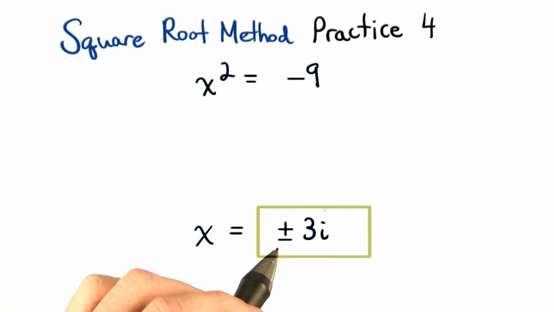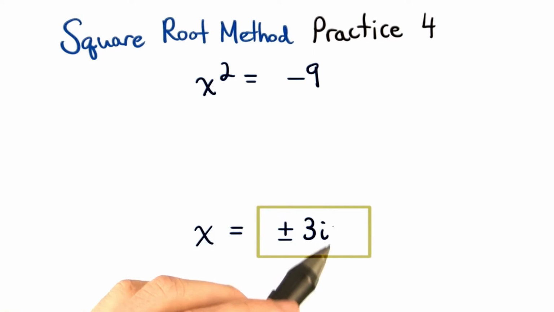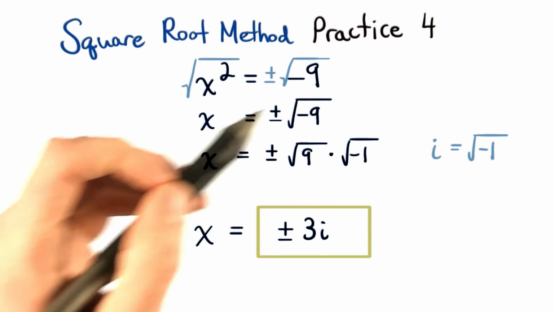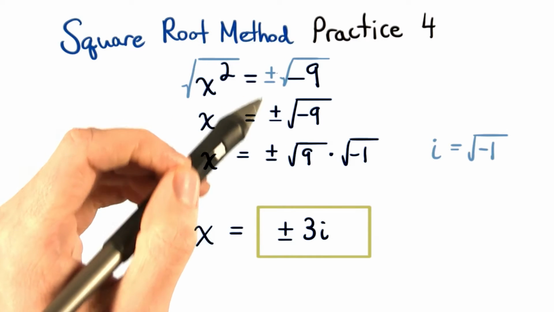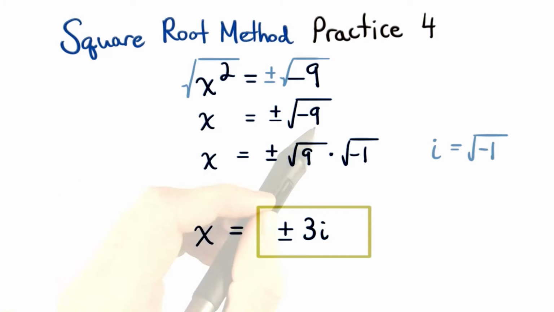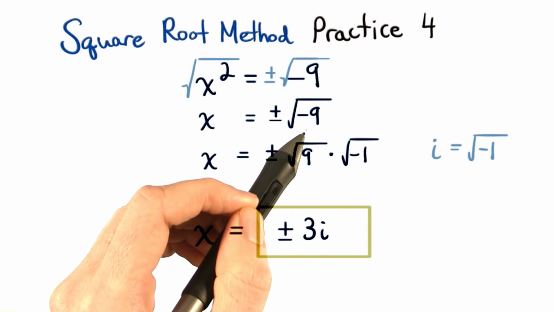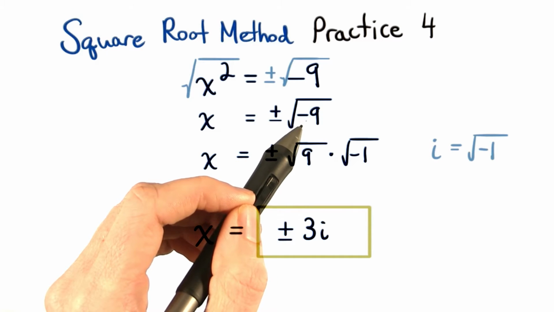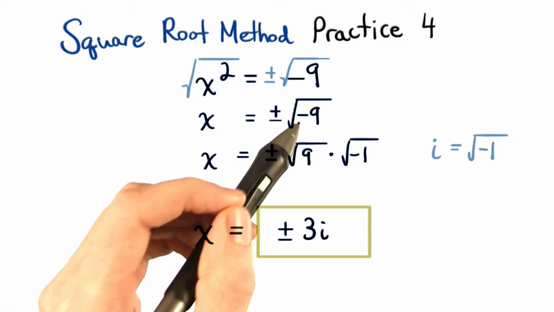Here our solution is plus or minus 3i, an imaginary solution. Pretty cool. We take the square root of both sides to get x is equal to plus or minus the square root of negative 9. Now we need to simplify this radical, and remember that negative square roots need to be simplified using i.